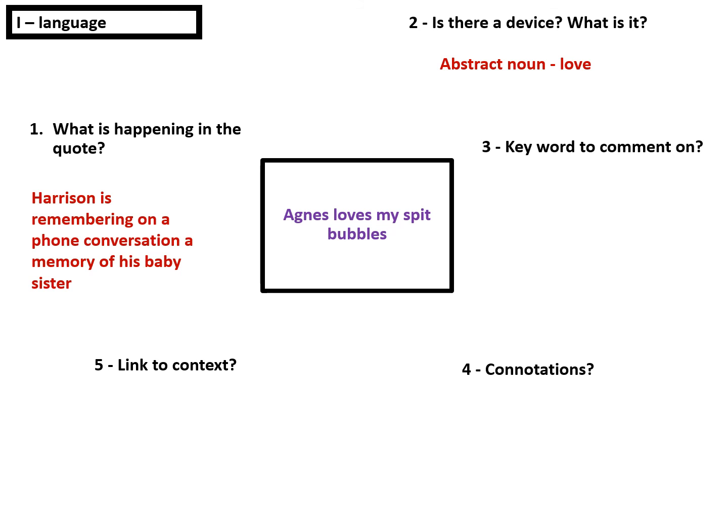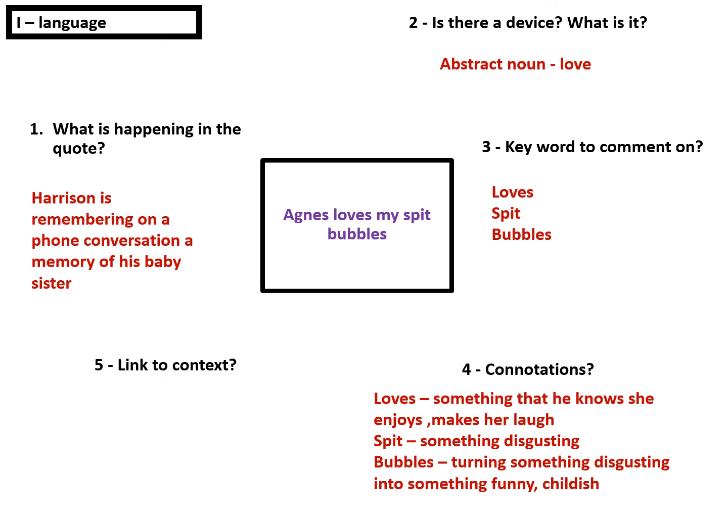So what are the key words in this quotation other than love? Look at loves, spit and bubbles. So what are the connotations of these words? Well, loves: something he knows she enjoys, it makes her laugh. Spit, in my opinion, is something very disgusting. And bubbles: it's turning something disgusting into something funny or quite childish.